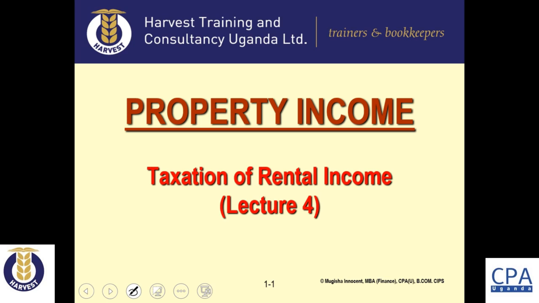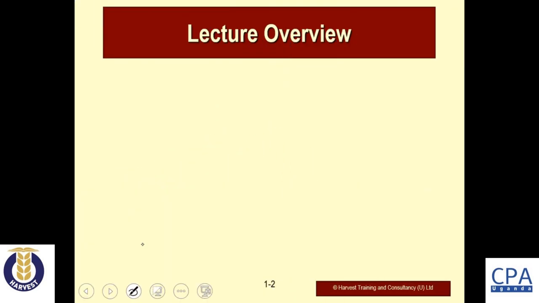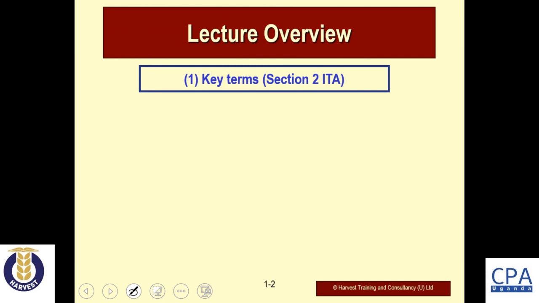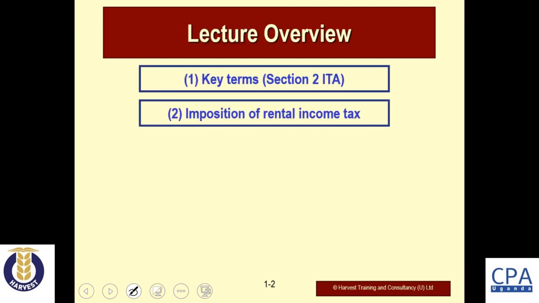In this lecture, we are going to look at a number of things. Among those, we are going to look at some of the key terms given in regard to rental income for an individual as per Section 2 of the Income Tax Act. And then we shall move into a discussion on the imposition of rental income tax. As we have been discussing in our previous lectures, no citizen is supposed to pay a tax unless it is imposed by an act of parliament. So we are going to look at this particular section that imposes tax on rental income of individuals.